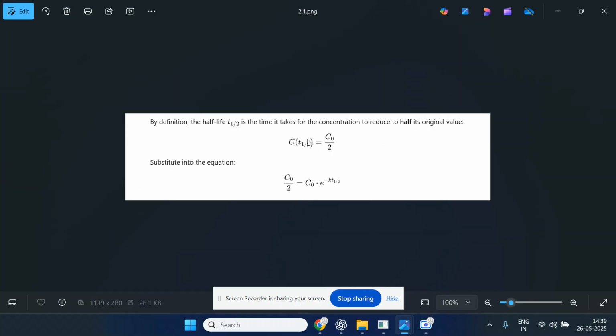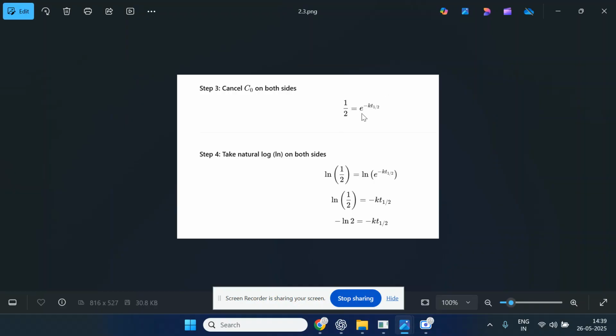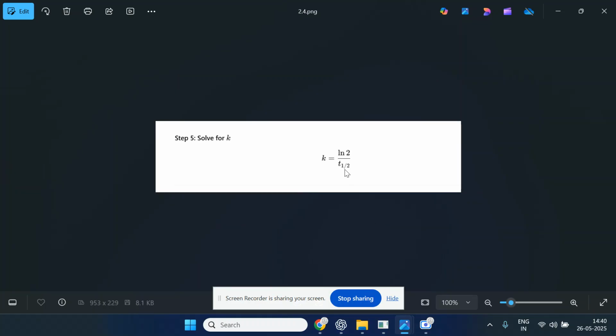From this, we have to prove another relation, that at T half, plasma concentration would be half of the initial plasma concentration. That means C naught by 2 equals C naught into e to the power minus k T half. From that equation, we get half equals e to the power minus k T half. Taking log on both sides, we finally get k equals ln2 by T half.